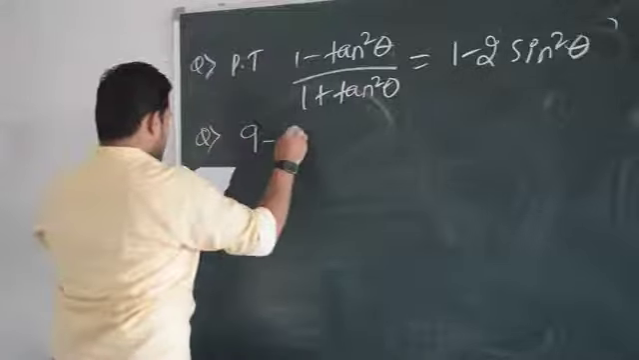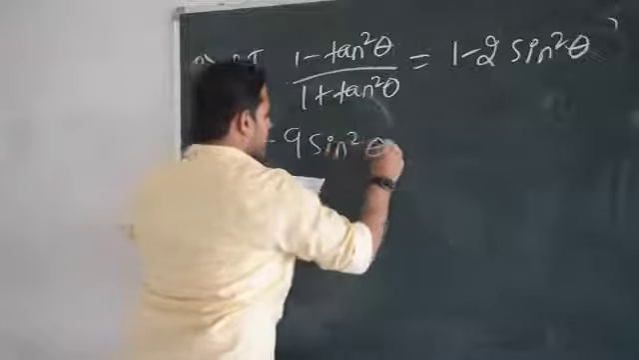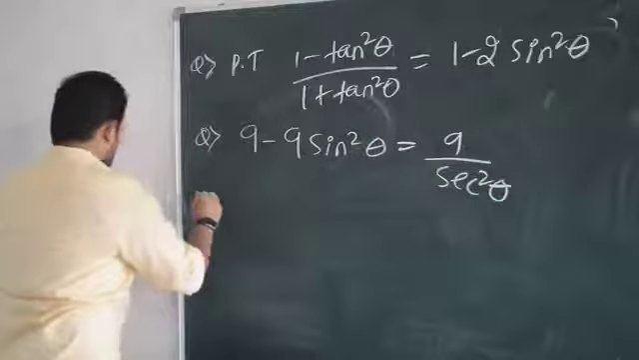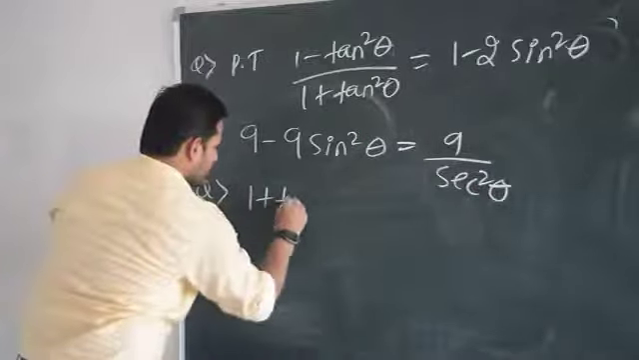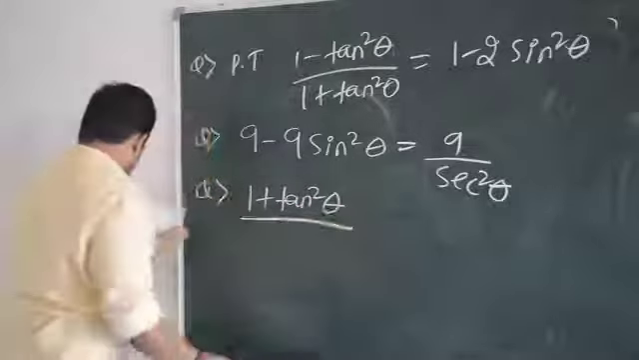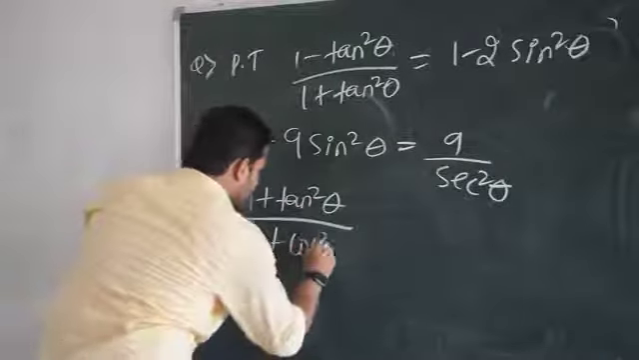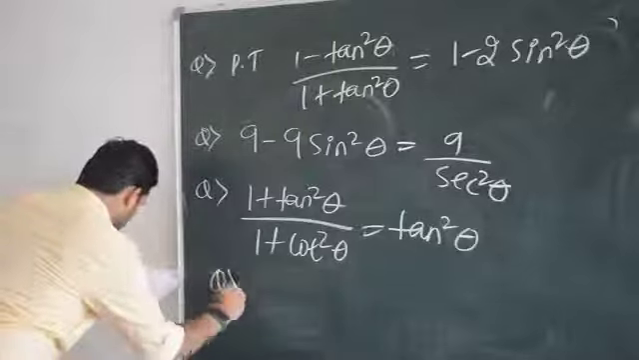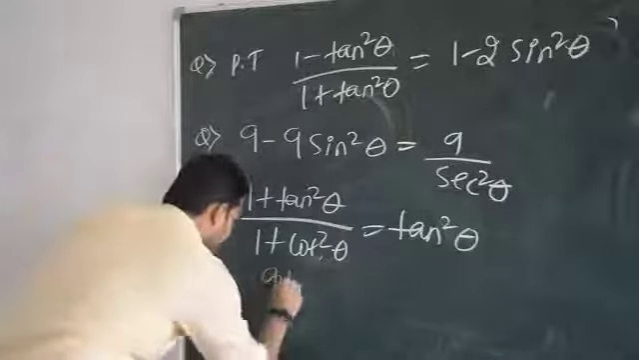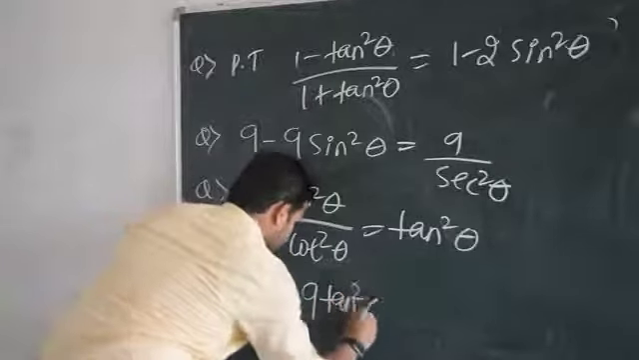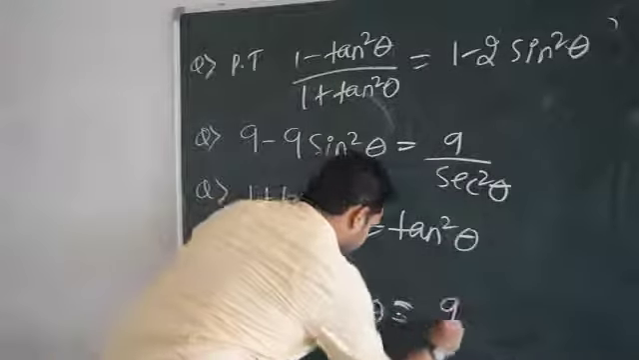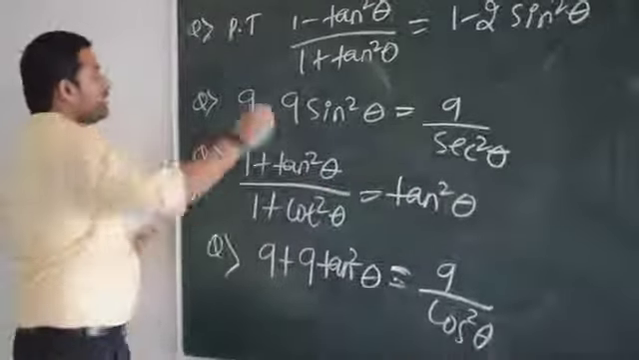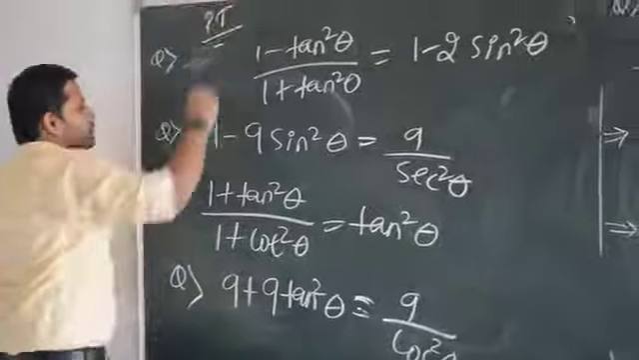Next, prove that 9 minus 9 sin square theta is equal to 9 over secant square theta. Okay, let me give you another question. 1 plus tan square theta divided by 1 plus cot square theta is equal to tan square theta. Do this also. Okay, one more question, that is the last. 9 plus 9 tan square theta is equal to 9 divided by cos square theta. Some are easy, some are a little bit complex. All these questions you have to prove.